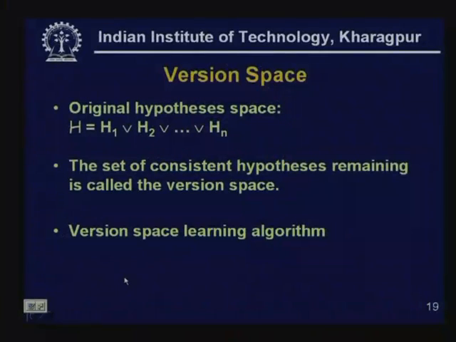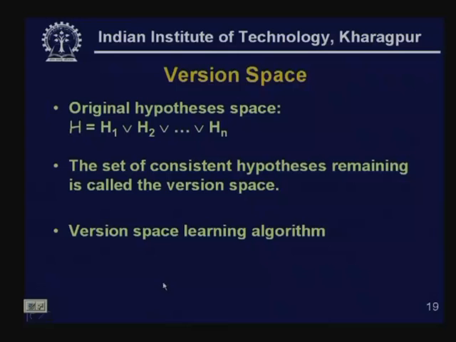So, the hypotheses which are consistent with all current examples constitute the version space. As we look at more examples, the version space is further restricted. So, our algorithm might maintain the current version space, and as it sees more examples, the version space can get slowly restricted. This is called version space learning.